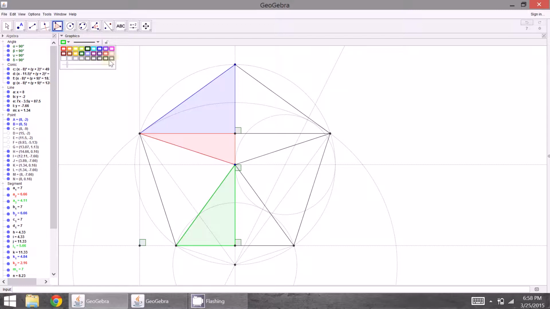Let's see, is that... That's purple. Whoops, I didn't mean to change its color. So we'll make a purple one here. And then finally, let's make, I don't know, a magenta one over here. Okay, so I'm going to print this off and use it to show why the construction works.